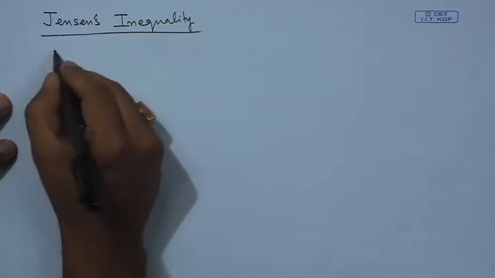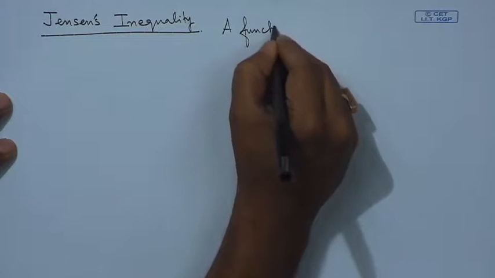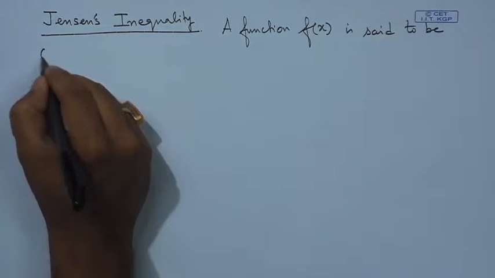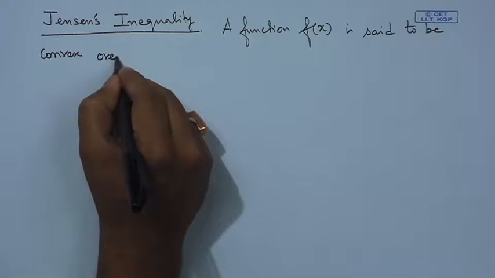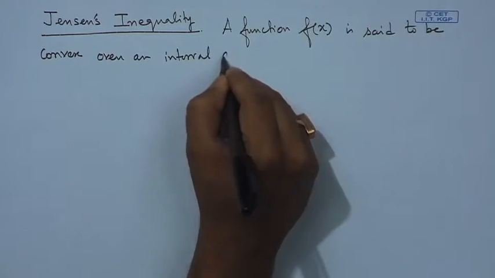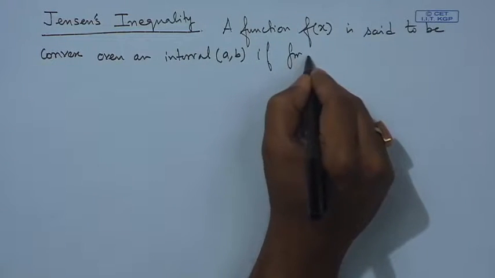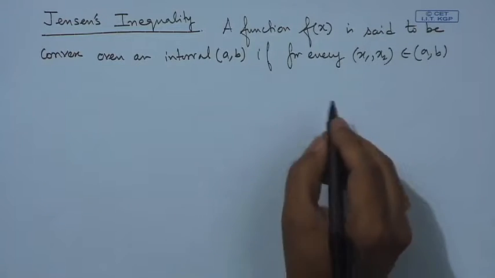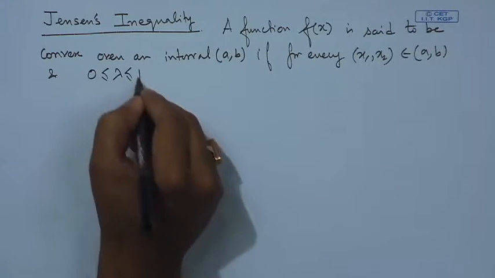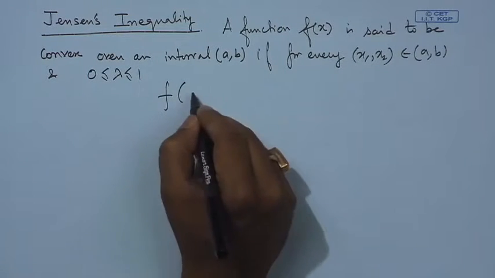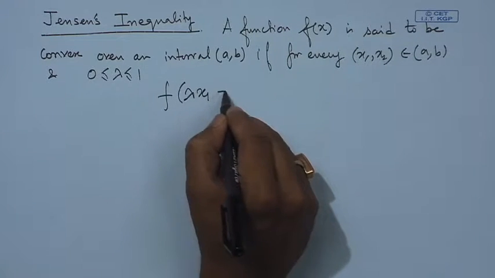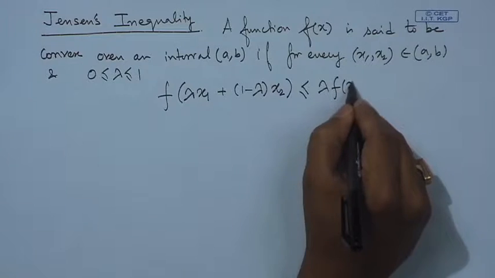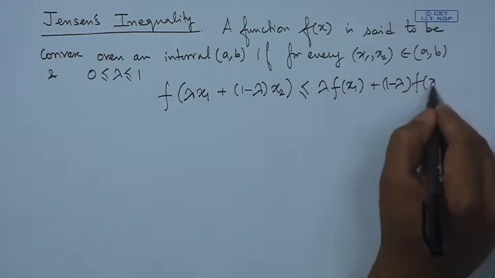So with Jensen's inequality, we start by saying that a function f of x is said to be convex over an interval a b if for every x1 comma x2 which is an element of a b, and for a certain lambda which lies between 0 and 1, we have f of lambda times x1 plus 1 minus lambda times x2 is less than or equal to lambda times f of x1 plus 1 minus lambda times f of x2.